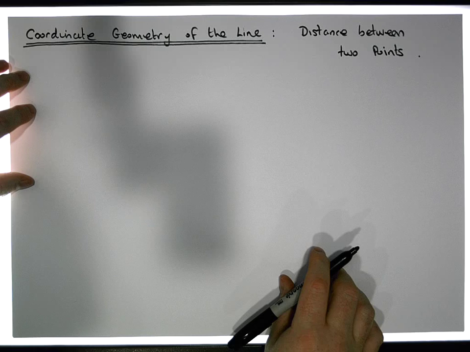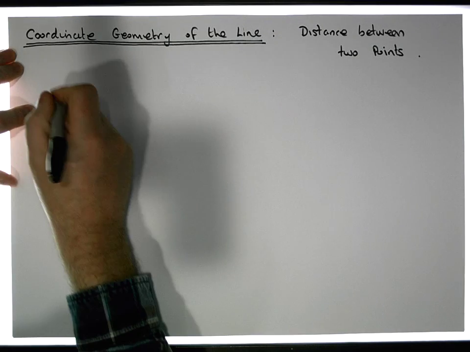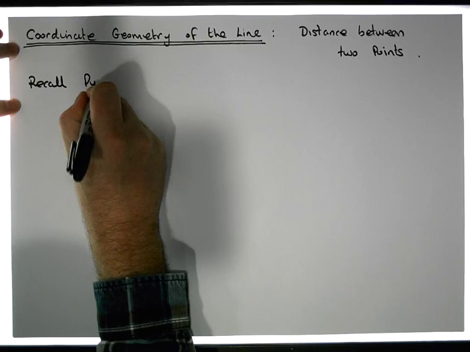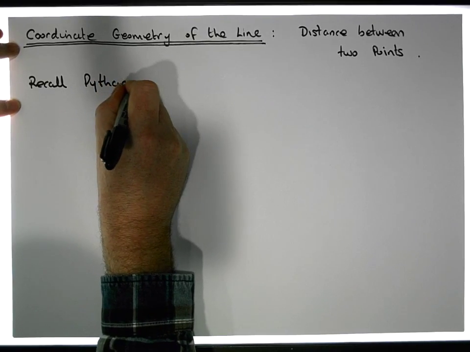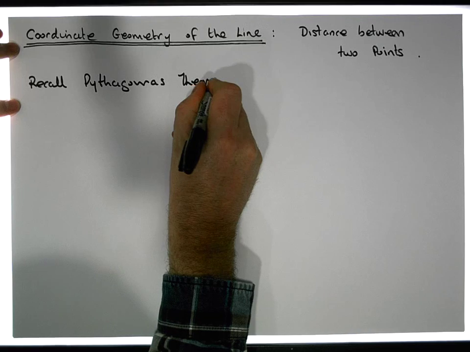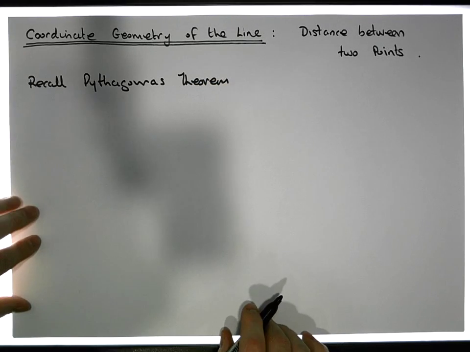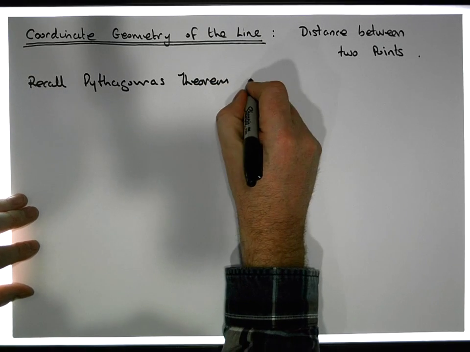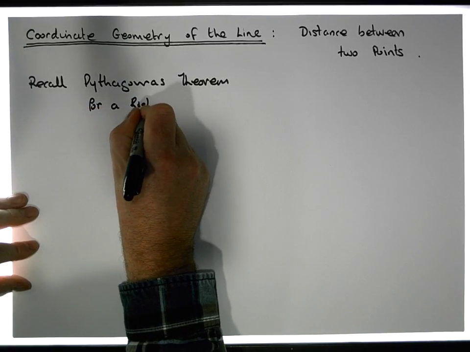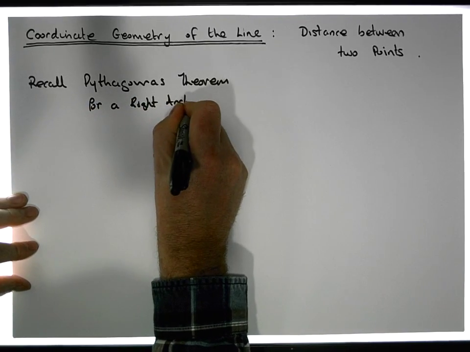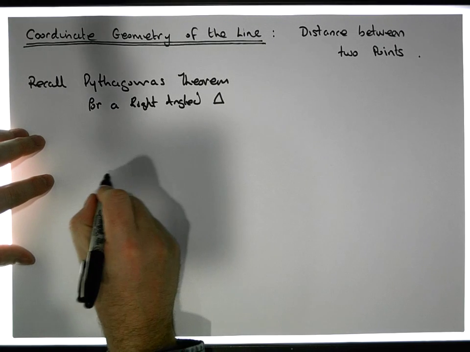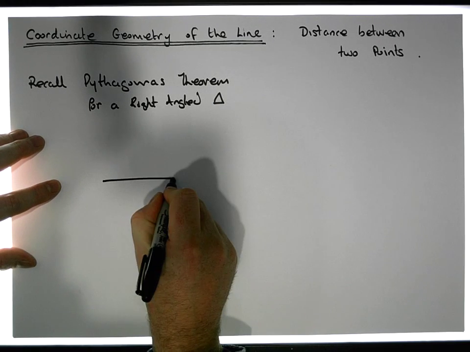But let's just recall an important term. Let's recall Pythagoras, the Pythagorean theorem for a right angled triangle. Just recall that. We have a right angled triangle, so we have some triangle.